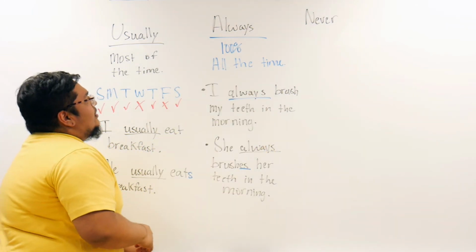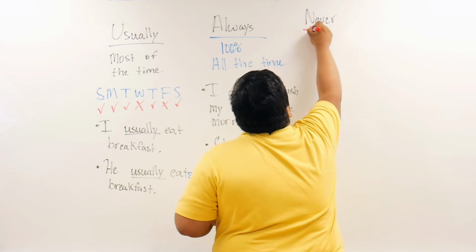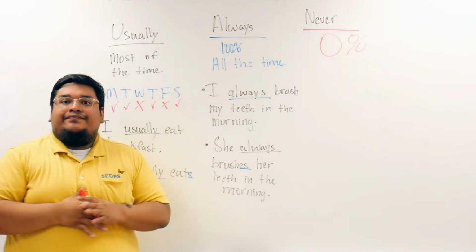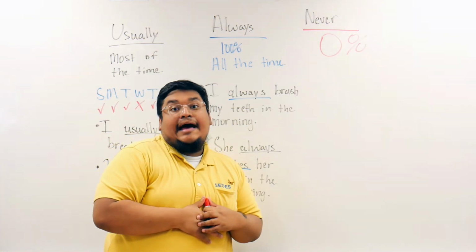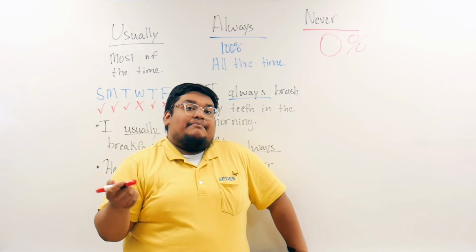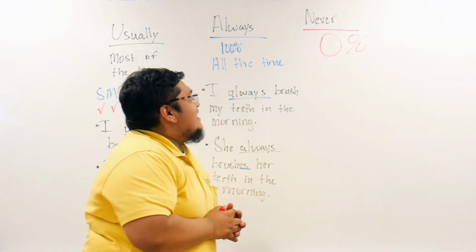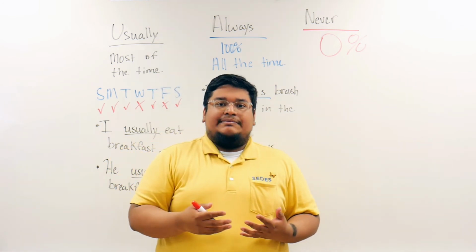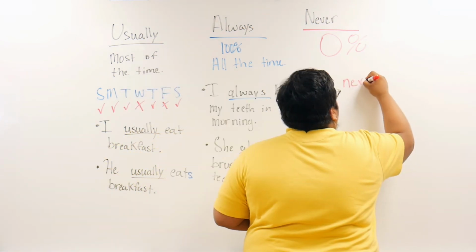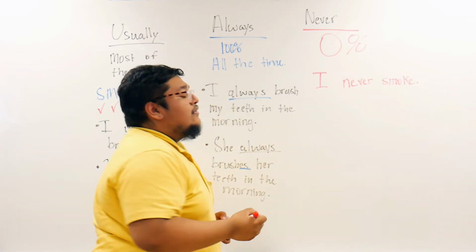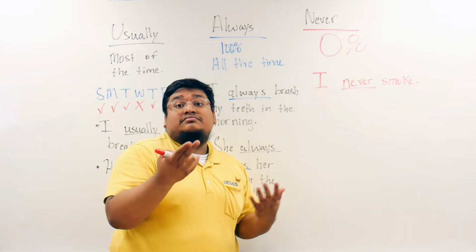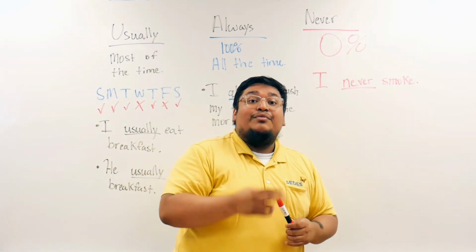And now, never. Okay, when we look at never, we're speaking about 0%. No time. Okay, that is something that will not happen. It does not happen. It's an activity or a thing that does not happen. Pretty simple. Okay, it's a way of saying that you don't do something. What is something that you might not do? I can say I never smoke. Okay, so I'm using the word never, and my verb is smoke. So what I'm saying is that 0% of the time will I smoke.